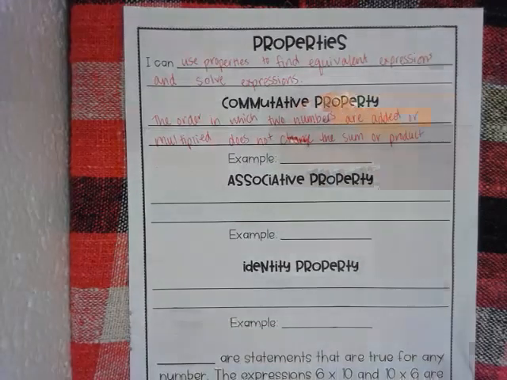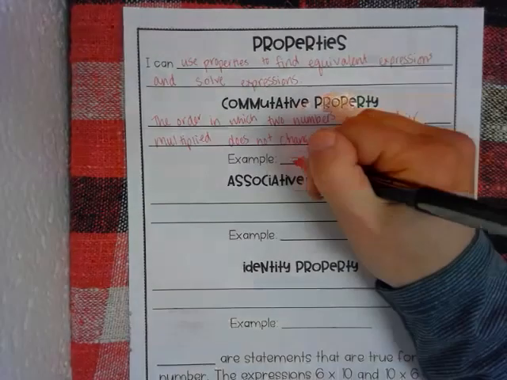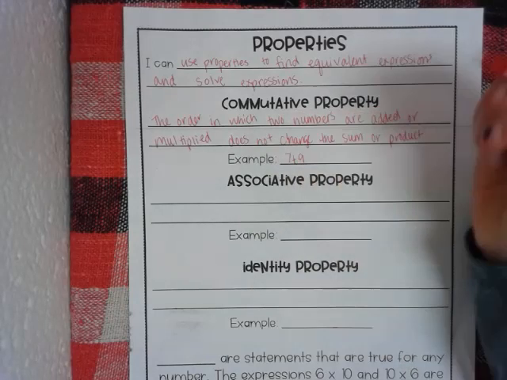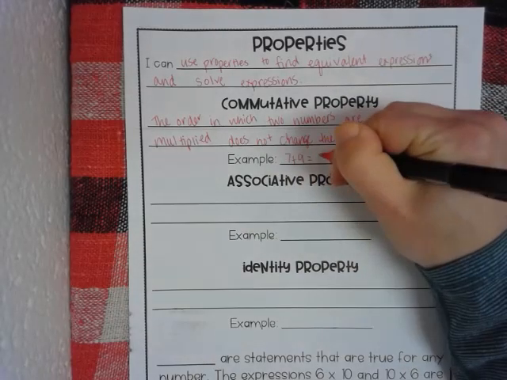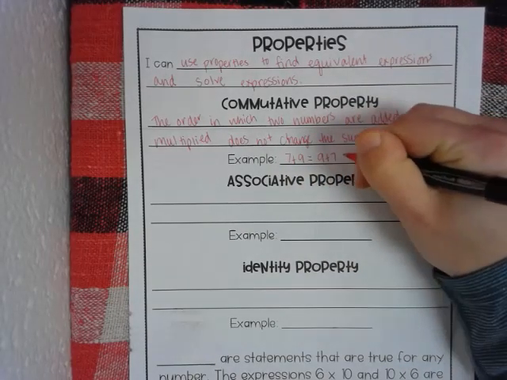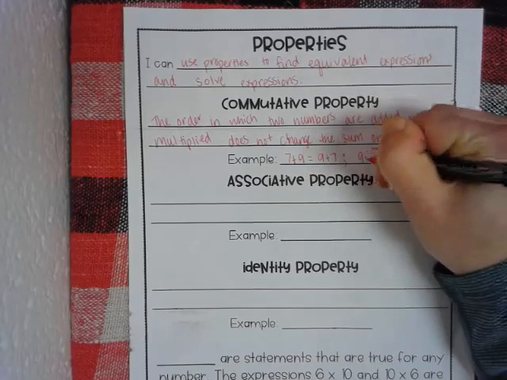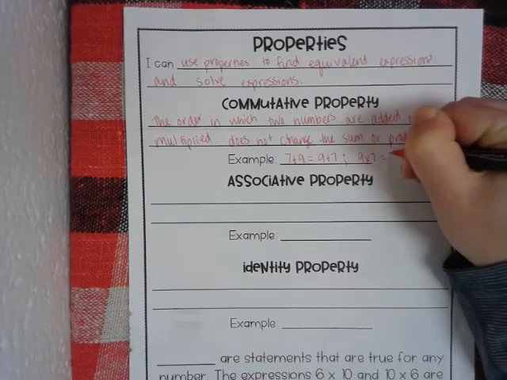Alright, and then we have an example. So for example, if I do 7 plus 9, that's going to equal the same thing as 9 plus 7. Conversely, if I have 9 times 7, that will equal the same thing as 7 times 9.